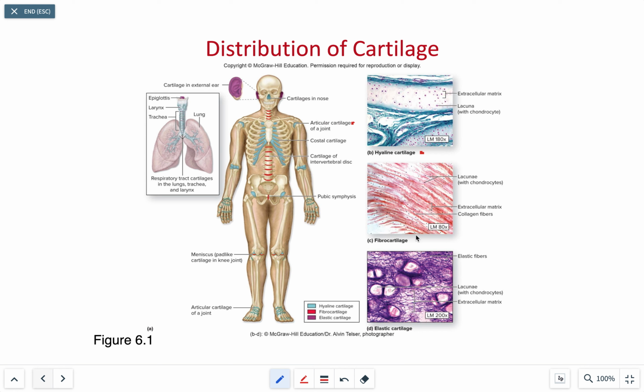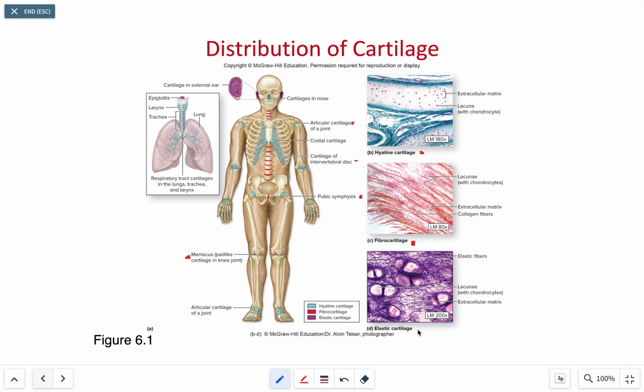The next one that we look at is going to be the fibrocartilage. The fibrocartilage is mostly resilient to tensile or stretching and a lot of compression forces. With fibrocartilage, we find this in the pubic symphysis. We also find this in the cartilage of the intervertebral discs, and we also see it in the meniscus, or the cartilage pad in the knee joint.